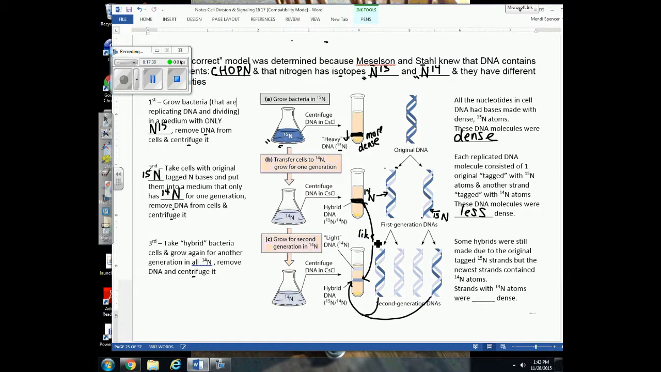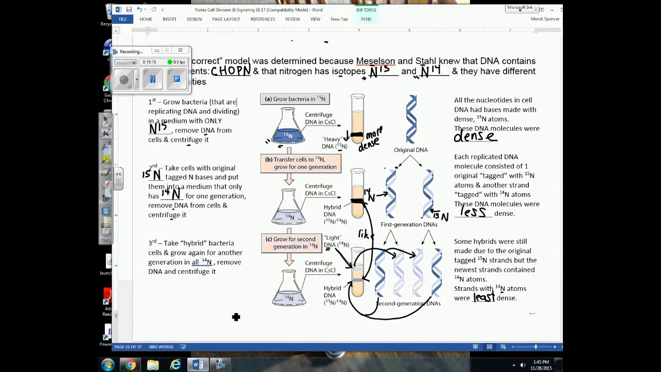But then we got a brand new band that we had not seen yet. That was because we ended up with some DNA molecules that all contained those carbon 14 atoms. These DNA strands were the least dense, and they separated out to form that band at the top, because all of the nitrogen atoms in these DNA molecules were nitrogen 14.